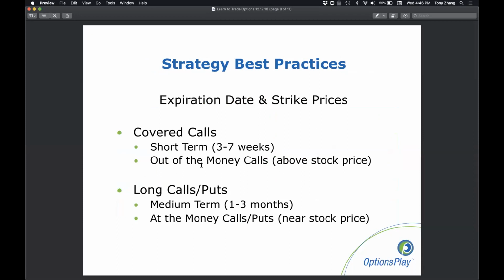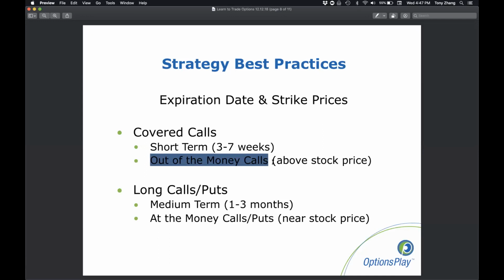So when it comes to selling covered calls for income, you generally want to sell covered calls that are relatively short term. So anywhere from 3 to 7 weeks out is usually appropriate for this type of strategy. And you always want to start with strike prices that are out of the money. So strike prices that are above the current stock price.